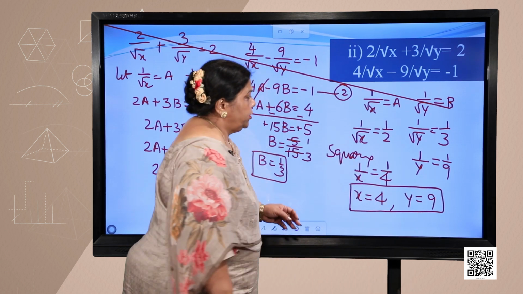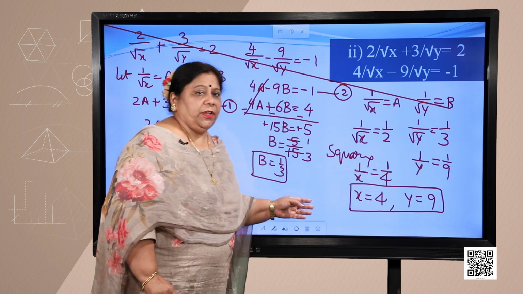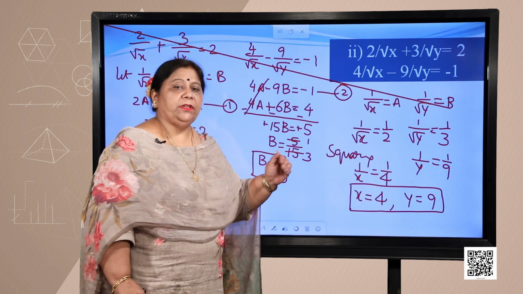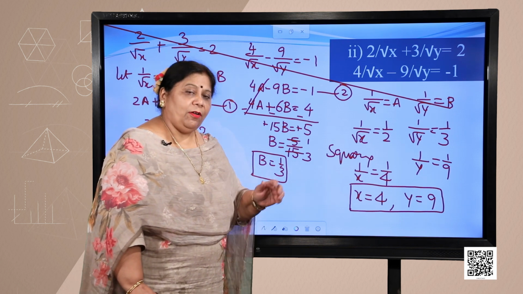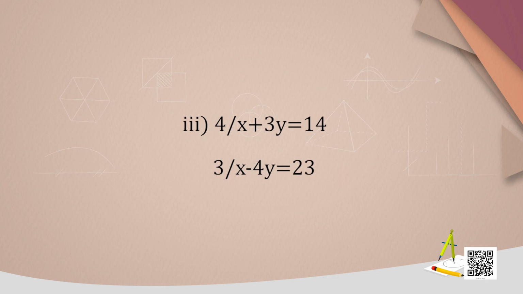So, I hope students you have understood the method, how we are able to reduce these equations to linear form and then solve for the values of x and y. Now, let us look into the next part. 4 upon x plus 3y is equal to 14 and 3 upon x minus 4y is equal to 23.